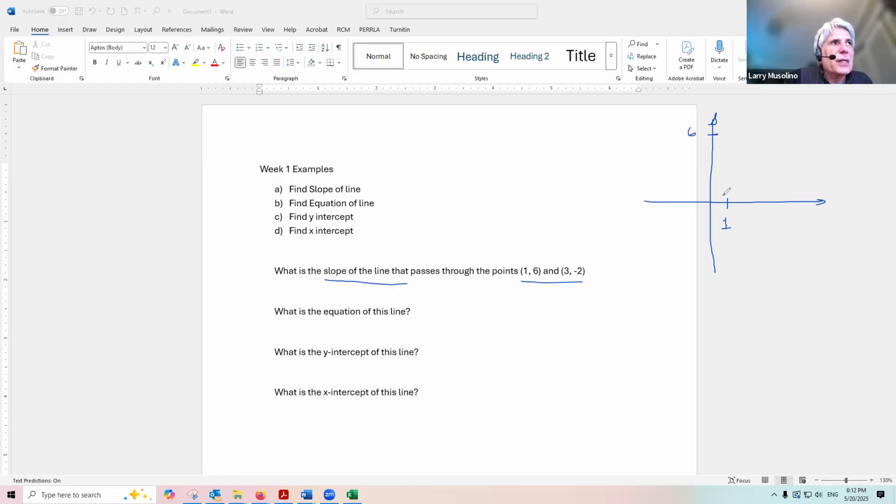So (1, 6). Start here at the origin. Go horizontally 1, vertically 6. That's this point right here. So this is (1, 6). Let me plot (3, -2). For (3, -2), I would go horizontally 3 and vertically down 2. So this point right here would be (3, -2). I'm going to connect these points with a straight line.